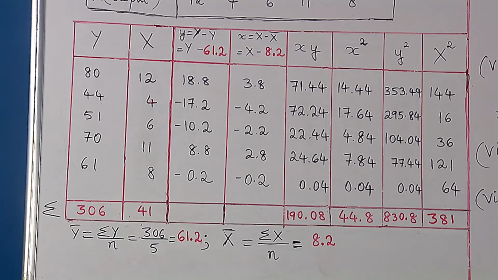Similarly, the second value, 4 into 4, gives us 16. The third, 6 into 6, is 36, 11 into 11 is 121, and 8 into 8 is 64. Total all the capital X square values and get 381 as the answer. So, friends, keep all the results for the next estimation of the coefficients.